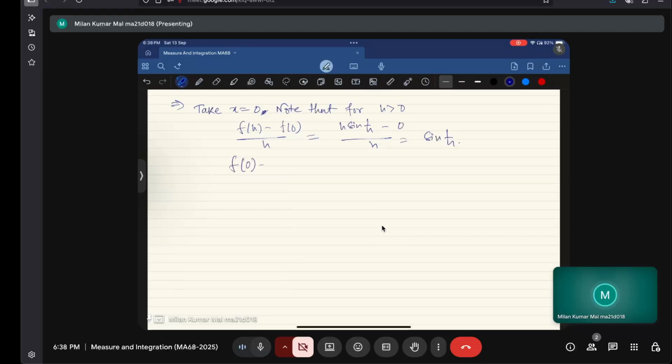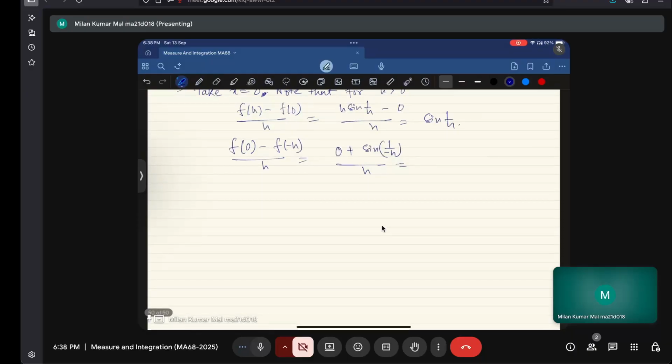And f of 0 minus f of minus h by h, which equals 0 minus, minus h is minus, so minus minus plus sin 1 by minus h. This is what it is, which equals minus sin 1 by h. Okay.